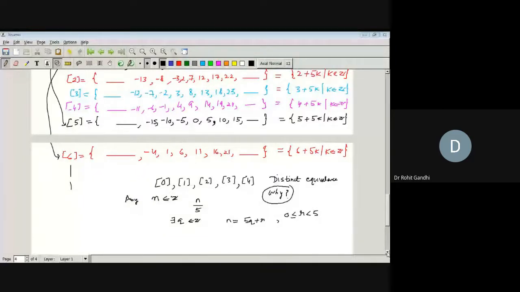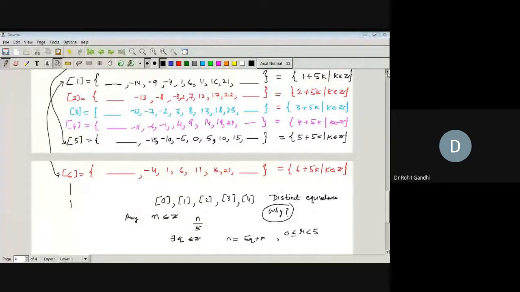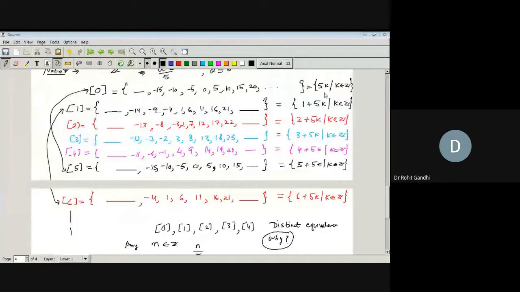Right? Now, if you see here the set you have written, this is 5k plus 0. This is 1 plus 5k. This is 2 plus 5k. So this is the division algorithm. These are the remainders which I am getting. Here I am getting remainder 0, 5k plus 0. Here I am getting remainder 1. Here I am getting remainder 2. And then so on, 3 and 4.